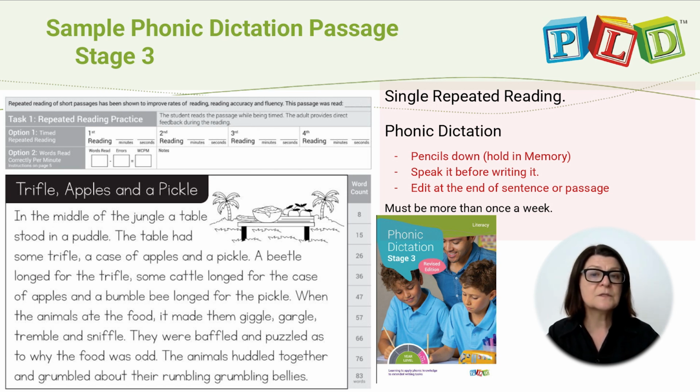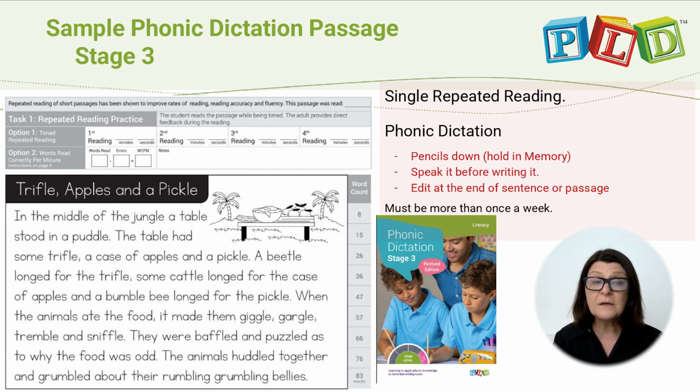A table stood in a puddle, full stop. A table stood in a puddle, full stop. What are you going to write? A table stood in a puddle, full stop, go. And writing as much as you can in that 10-minute period.